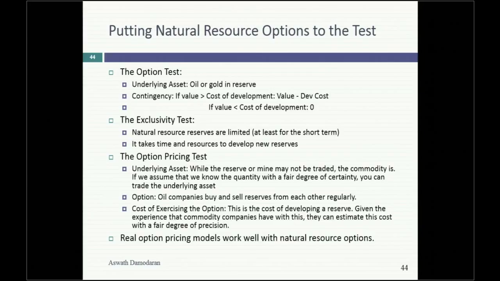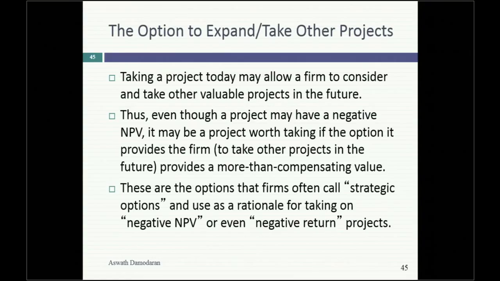On the option pricing test, this is the closest you get to being able to meet that test. Do you see why? What's the underlying asset? It's the oil under the ground. You can actually trade it. You can create the replicating portfolio. You can even get close to arbitrage. That's why real options have their deepest roots in natural resource companies. You can actually try these models and get a number that works because of that.